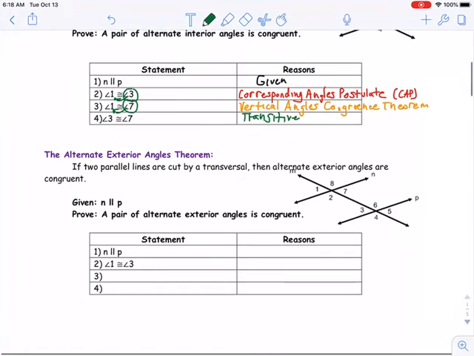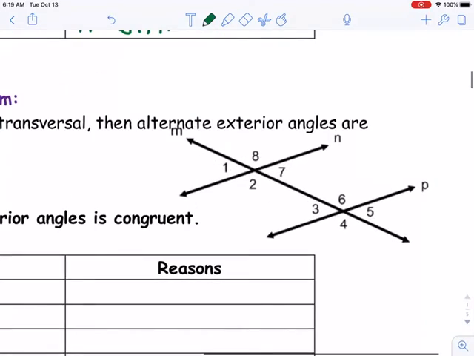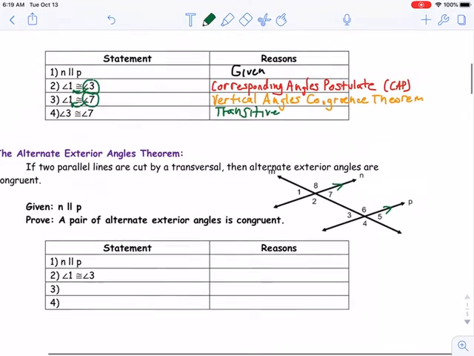Next, we're going to do the alternate exterior angles theorem, and this is going to look very familiar. All right, what do I mean by that? Stay tuned and find out. If two parallel lines are cut by a transversal, then alternate exterior angles are congruent. So given N is parallel to P. So let's go ahead and draw that. Given. All right. And notice how last proof I gave you all the statements, you had to do all the reasons. This time I only gave you 2 statements, so I'm being a little bit of a jerk. Why would I do that to you guys? That's not fair. I should just give you everything. Why is 1 congruent to 3? Well, again, they're corresponding angles postulate.